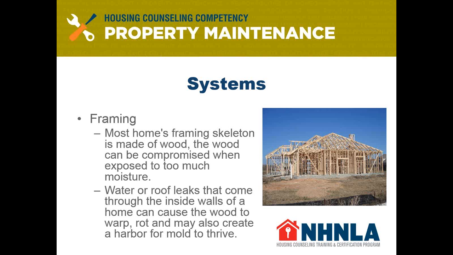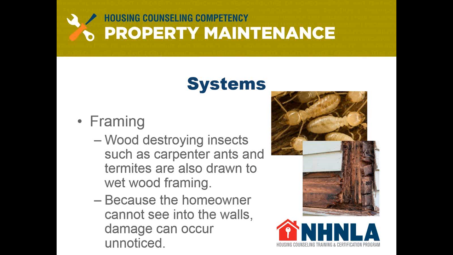The top picture on the right is actually a termite, and the picture below is wood damage caused by wood-destroying insects. Because the homeowner cannot see into the walls, damage can occur unnoticed. The homeowners need to walk around the inside of their home looking for signs of ants and termite damage. So just go along the baseboards and tap those to make sure they're not soft in any way, shape, or form.